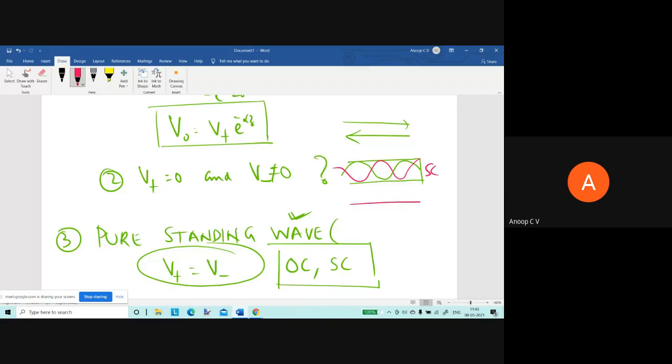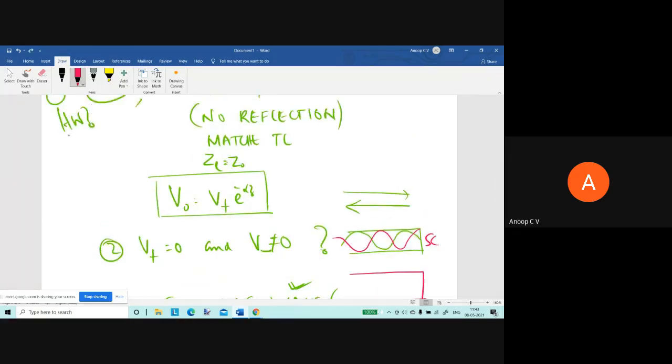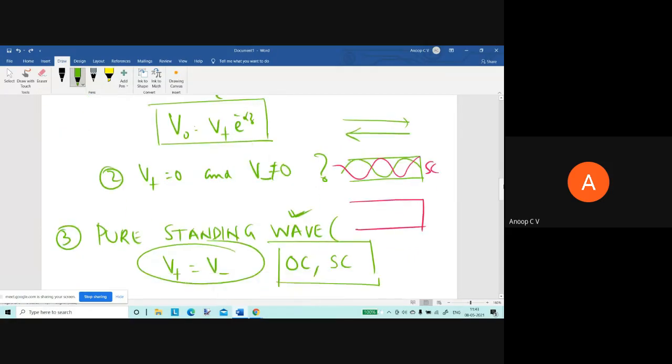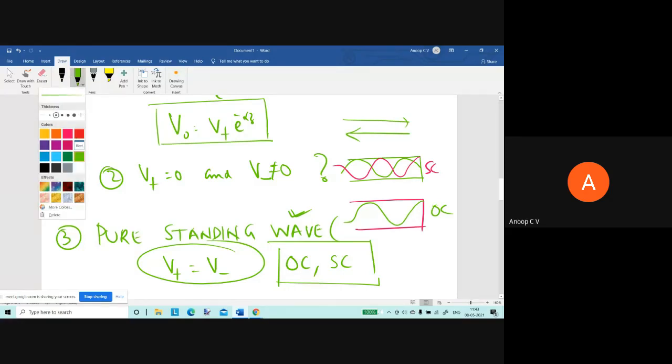And for an open circuit, what will happen? Voltage will be maximum at the load, and it will change like this. I'll take green for voltage and red for current. At an open circuit, current will be zero, so the current standing wave will be something like this. At the load end, it will be zero.